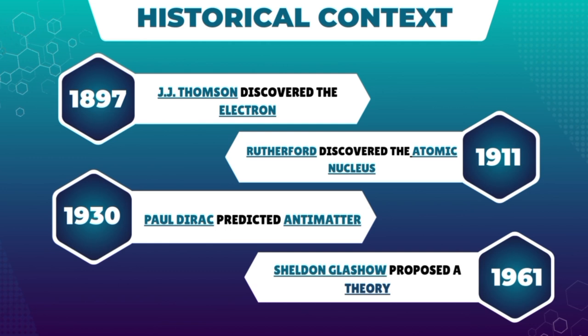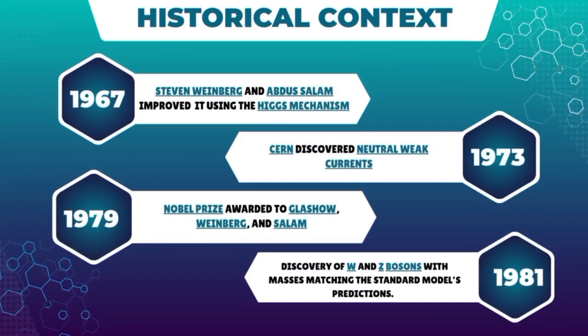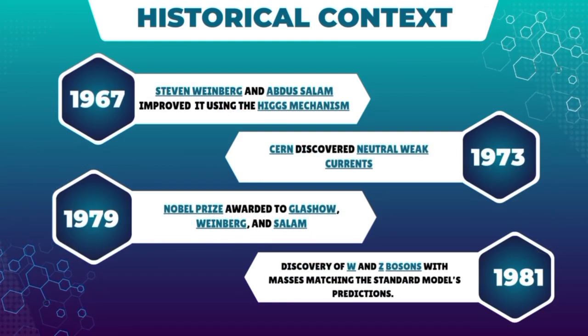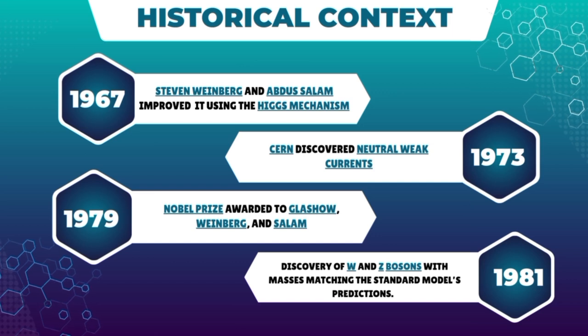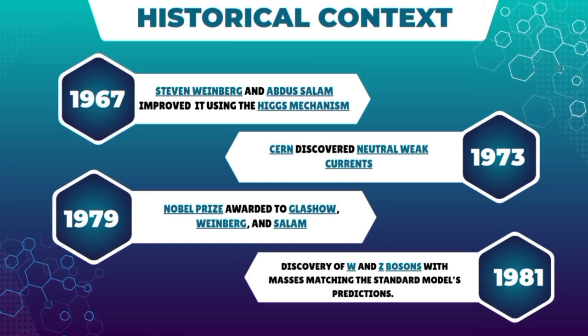The Standard Model began in the early 20th century with discoveries like the electron by J.J. Thomson in 1897 and the atomic nucleus by Rutherford. As quantum mechanics developed, Dirac predicted antimatter in the 1930s, leading to the idea of more fundamental particles. In 1961, Sheldon Glashow unified the weak and electromagnetic forces. In 1967, Weinberg and Salam added the Higgs mechanism, explaining how particles gain mass. This was confirmed in 1973 with the discovery of neutral weak current and later the W and Z bosons in 1981.